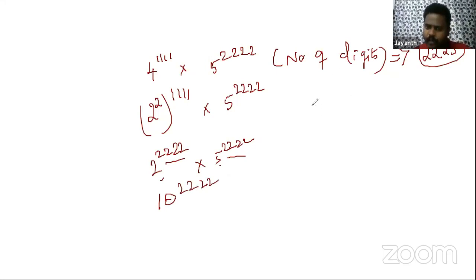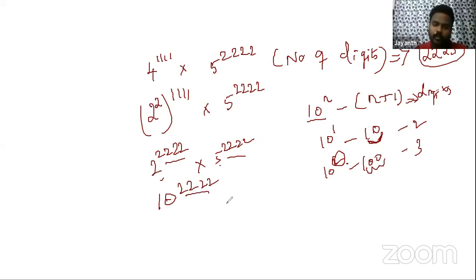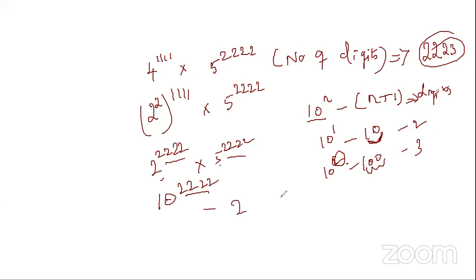Listen here, if it is 10 power n, the number of digits is n plus 1. For example, 10 power 1 is 10, so the number of digits is 1 plus 1, 2 digits. For example, 10 power 2 is 100, so 2 plus 1, the number of digits is 3. Likewise, if it is 10 power 22, the number of digits is 22 plus 1, which is 23. Is that clear?